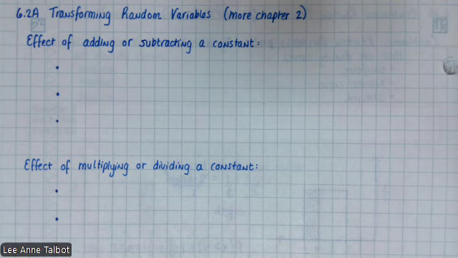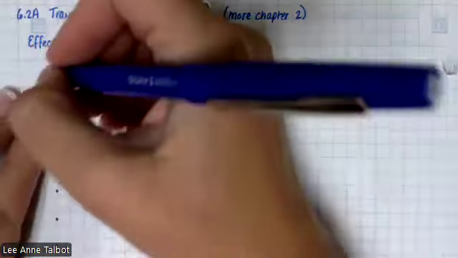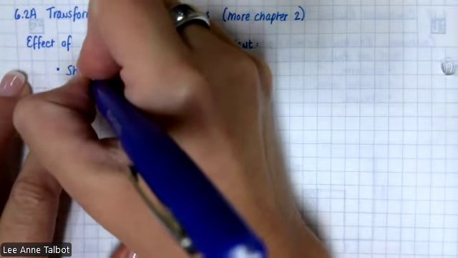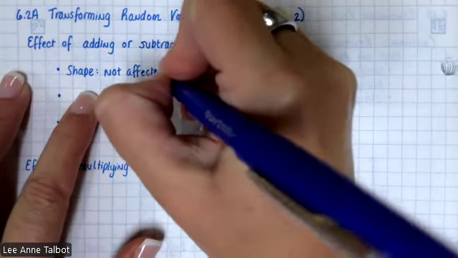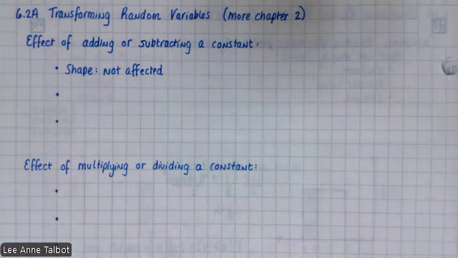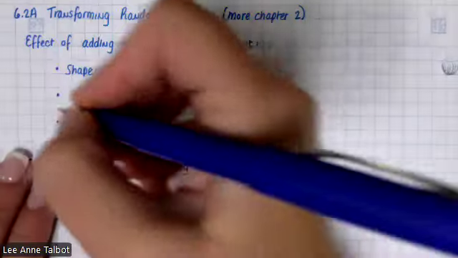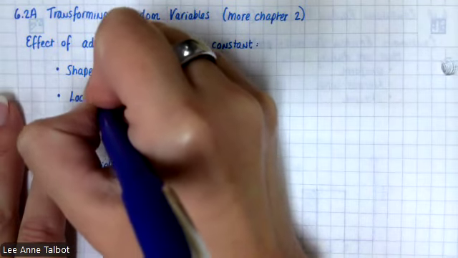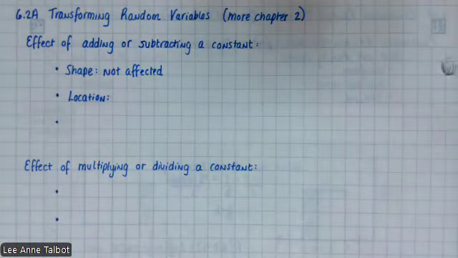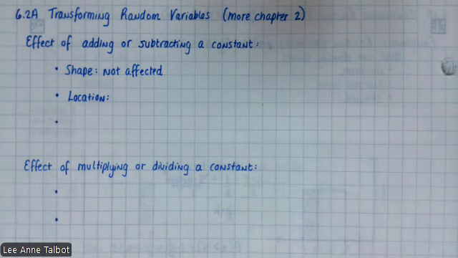Okay, so when you add and subtract a constant, does it affect the shape? No. And I'm not going to say center necessarily here. I'm going to say location. When you add and subtract a constant, does it affect measures of location? Yes. Okay.